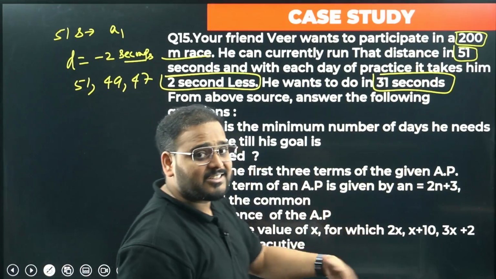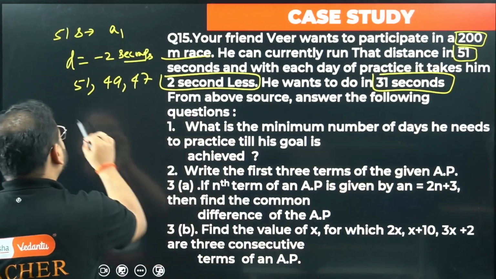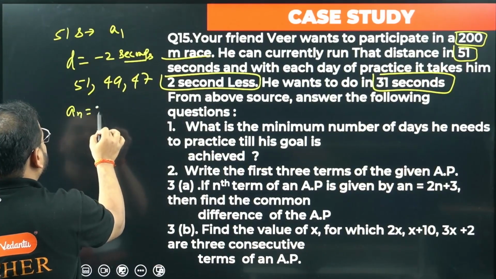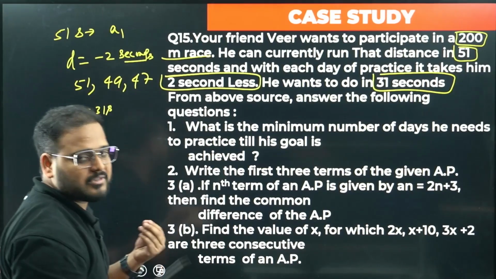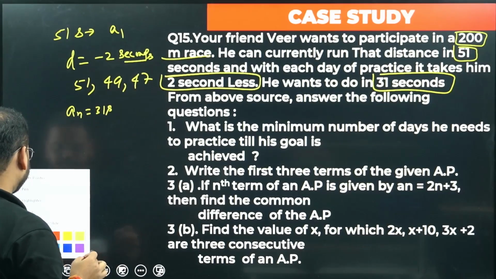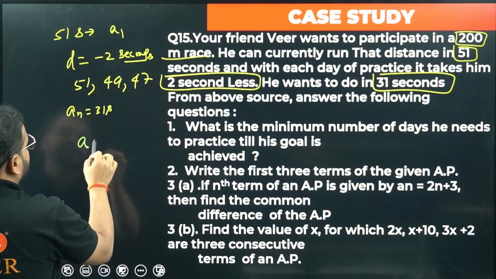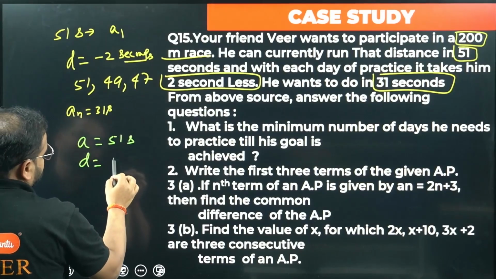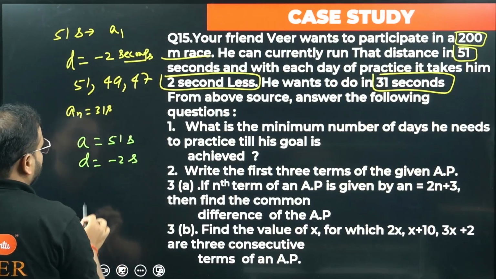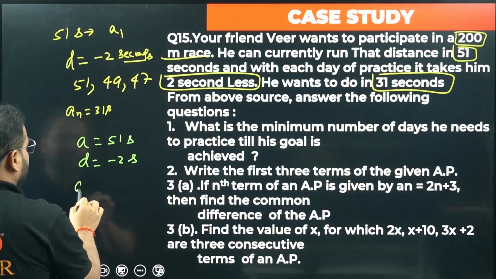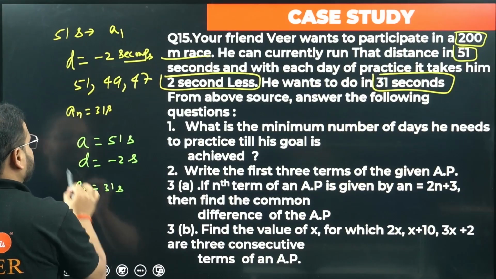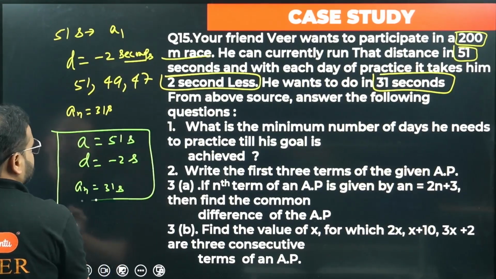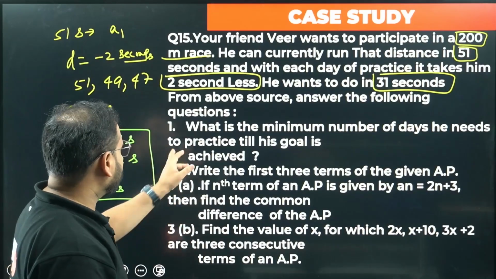And his end result, the goal, is 31 seconds. Meaning my AN is 31 seconds. If I have to summarize, I will write it over here for you. Please have a look. A is 51 seconds, D is minus 2 seconds, and your AN is 31 seconds. Now we will solve the questions. Clear to you, right? Question number 1.